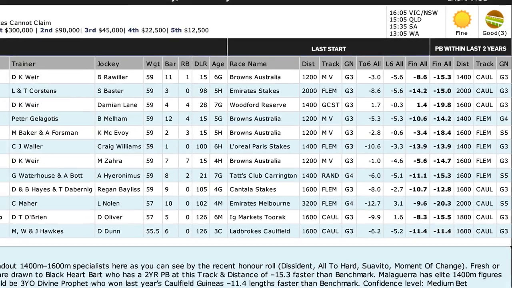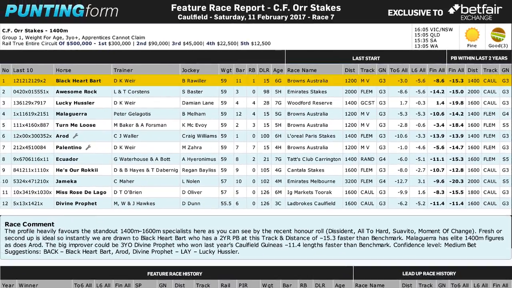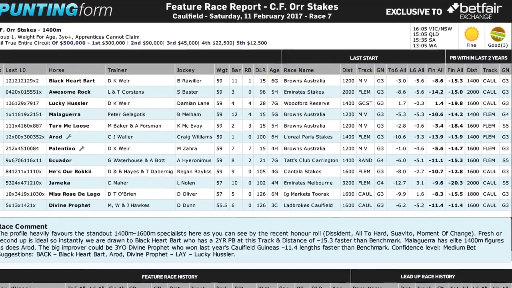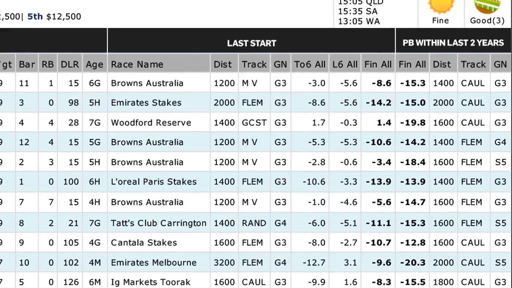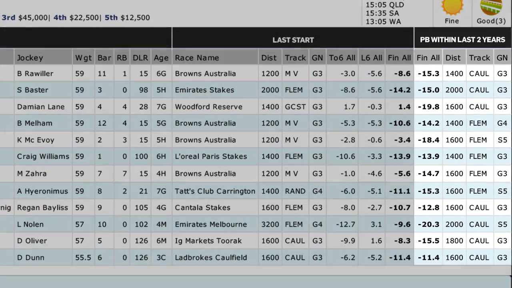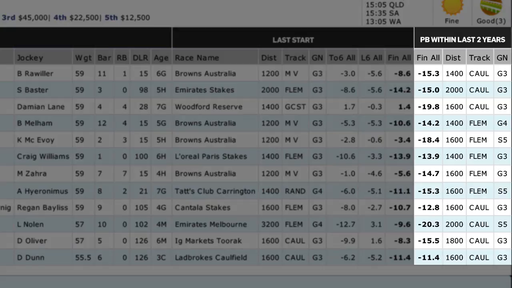So looking at Blackheart Bart first up in the Australia Stakes, we see that he's run 3 lengths faster than benchmark in his lead-up run to the 600 metre mark, and then finished off 5.6 lengths faster than benchmark for his final 600. The sum of both measurements gives us an overall benchmark of 8.6 lengths faster than benchmark, to finish second behind Malaguera in that race.